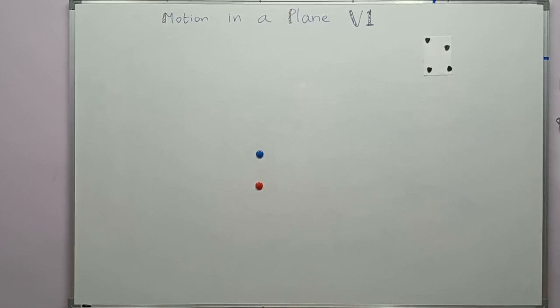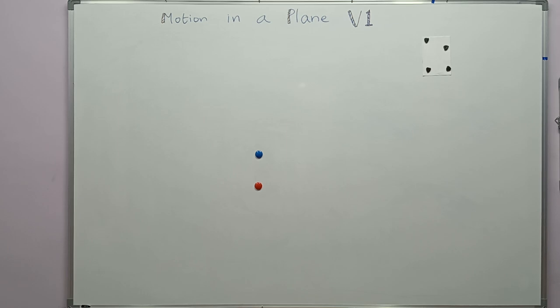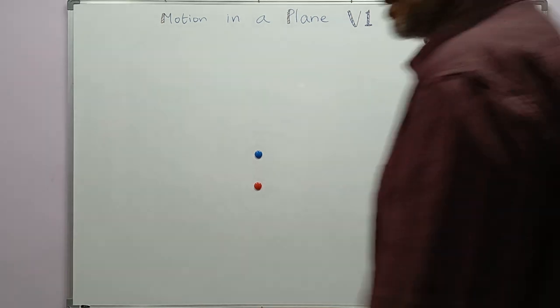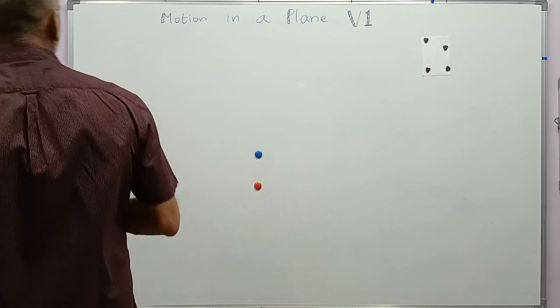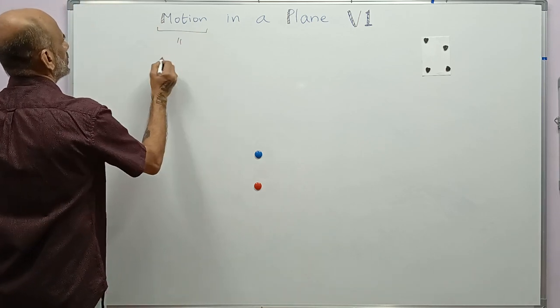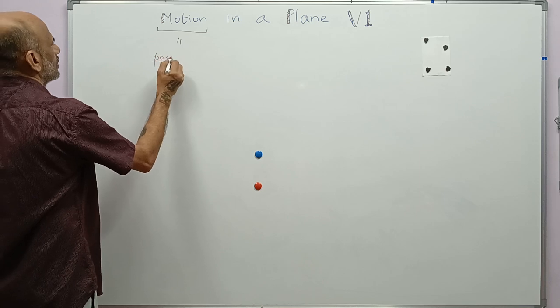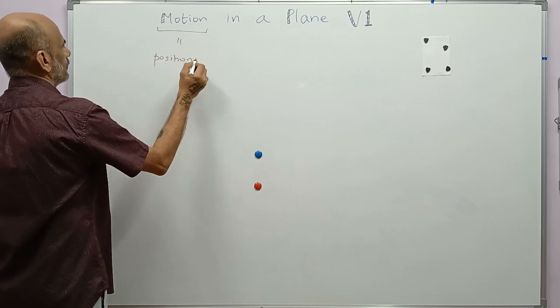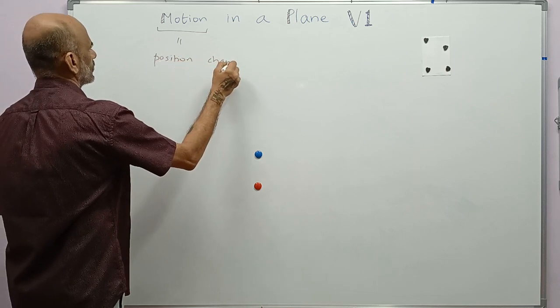This is video number 1 on the topic motion in a plane. First, let me discuss some basics. Motion means the position of an object is changing.